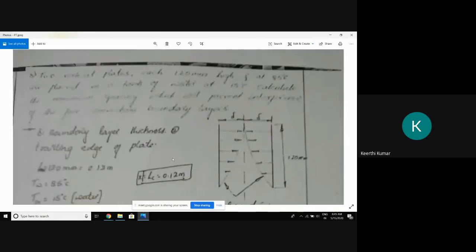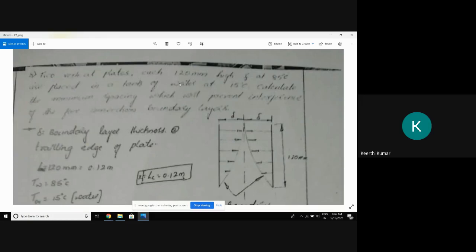We'll take up this problem. See that the two vertical plates, each 120 mm height. Means there are two plates, vertical plates. Each plate is having a 120 mm height and maintained at 85 degrees centigrade. Both are maintained at 85 degrees centigrade. And they are placed in a tank of water. Till now we have solved the problem based on the fluid called air. Now the fluid is water. So we are supposed to take all the properties with respect to water.